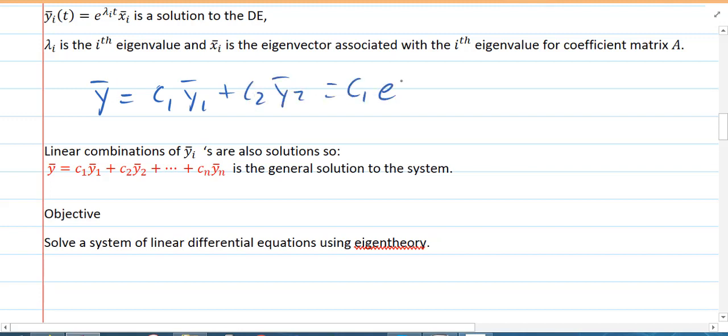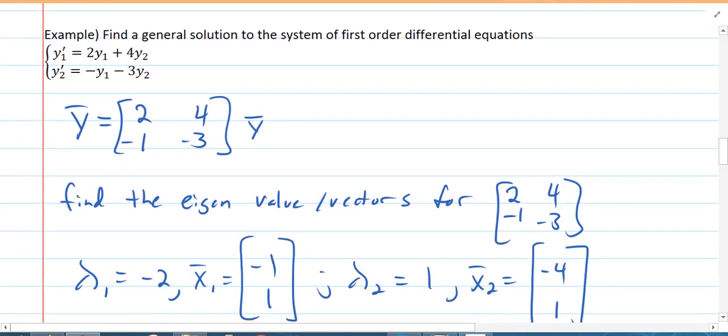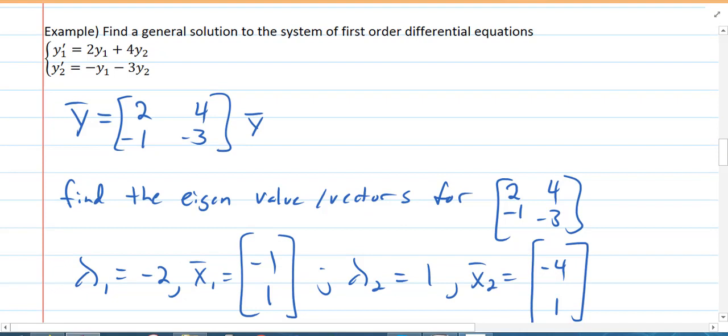and that's C1 e to the lambda 1t x bar sub 1 plus C2 e to the lambda 2t x bar sub 2. Okay, and this is your eigenvalue and eigenvector pairs there. So let's look at an example. Find a general solution to the system of first order linear differential equations. So I've got y1 prime equals 2y1 plus 4y2, and y2 prime is minus y1 minus 3y2.